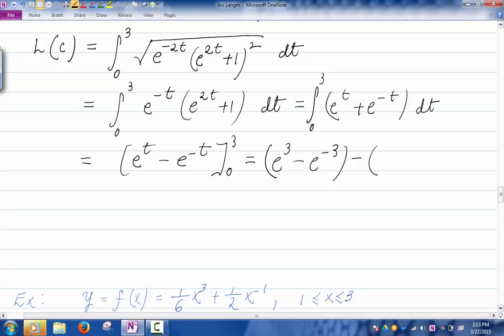When I plug in 0, what am I getting? E to the 0 minus e to the 0, right? So what's the end result? E to the 3 minus 1 over e to the 3. So that's the length. That's the length of the curve.